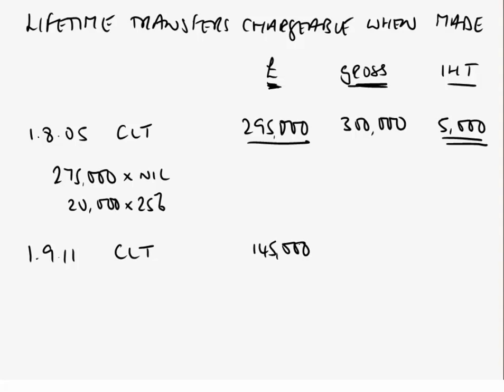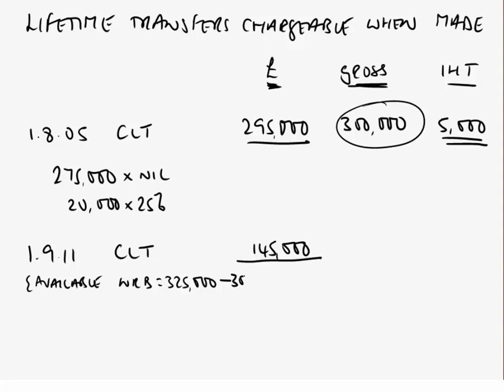£145,000. Now we've moved forward to the 11-12 tax year. So we need to know that the available nil rate band is the current level, 325, minus what has been used so far. What has been used so far, and therefore will not be available against the 145, we have got 300,000 so far on the clock. So 325 minus 300 equals 25,000.